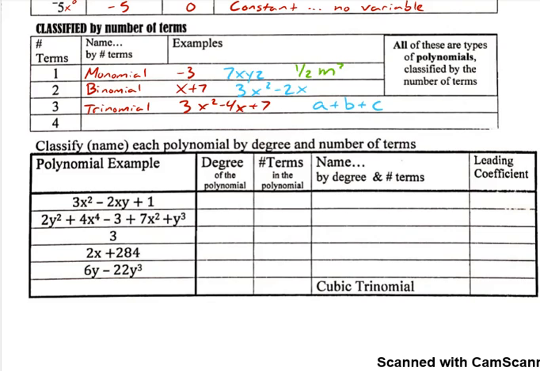And 4 would be a quadranomial. Or you can just say polynomial after 3, because poly means many. And that can be something like 3x cubed plus 2x squared minus 4x plus 3.